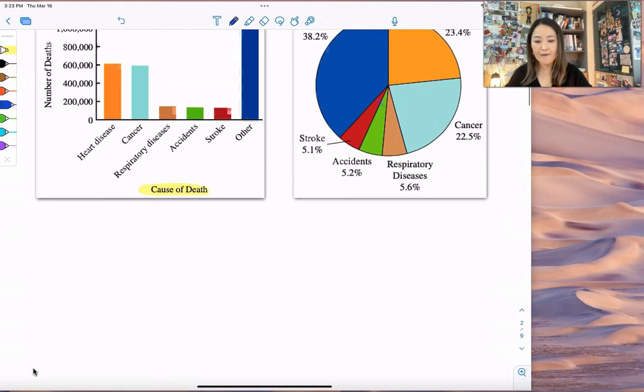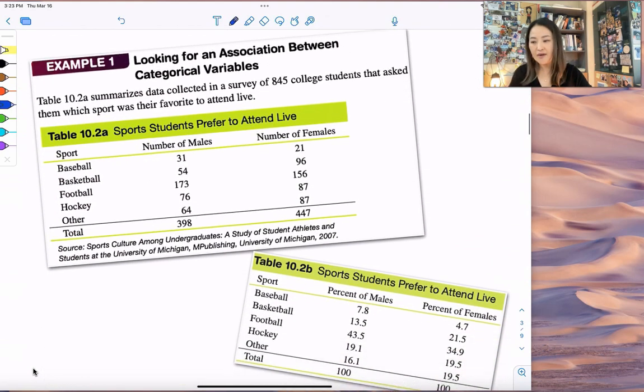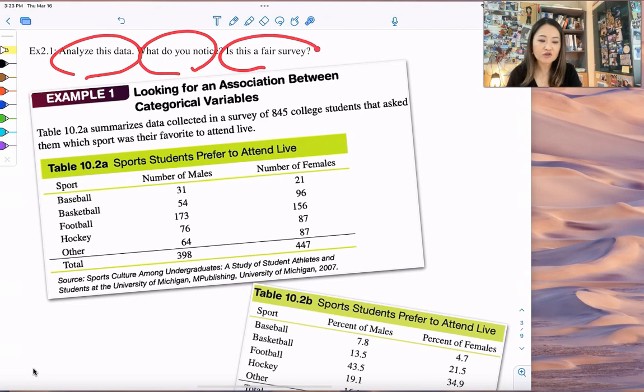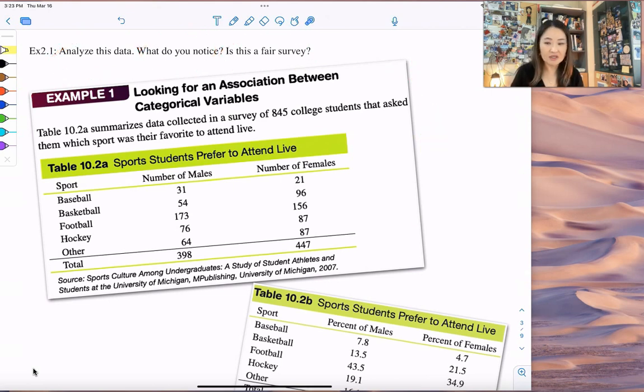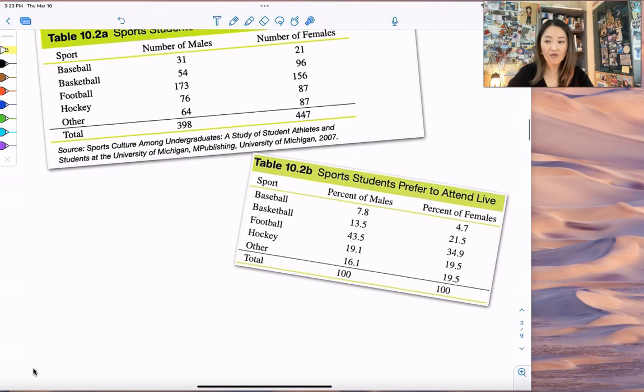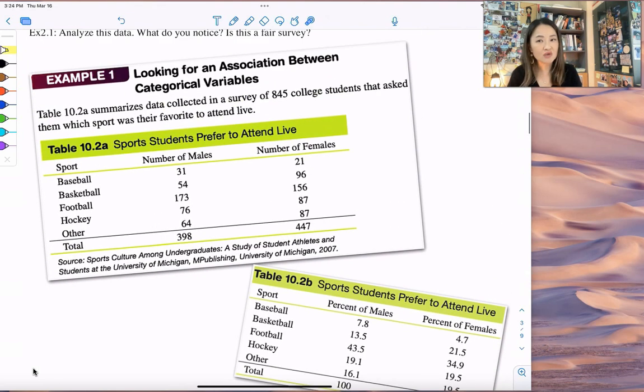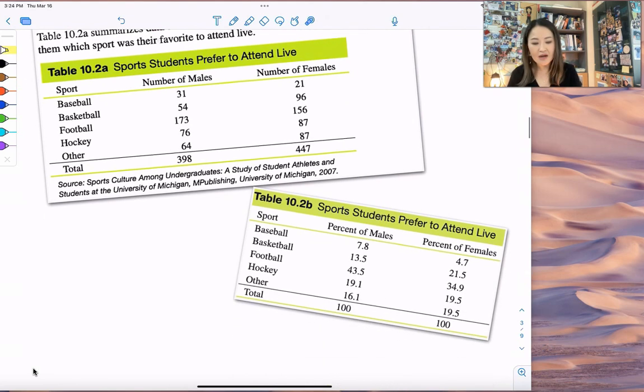All right, so going on, and here's some more data set, right? Reanalyze this data. What do you notice? Is this a fair survey? And you should be able to answer those questions. Refer to the textbook as well, okay? I'm going to, of course, go over all this with you when I return, and we're going to discuss all this data, okay? But make sure you have a lot of notes for yourself because this is straight from the book, the example, okay? All right, let's move on.